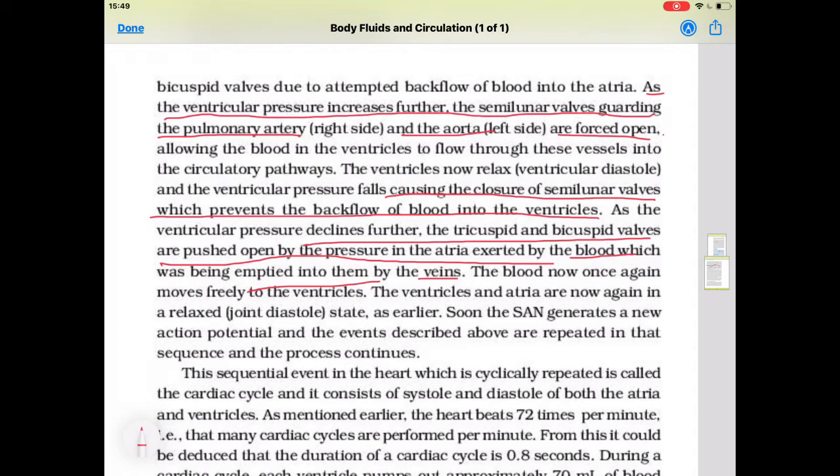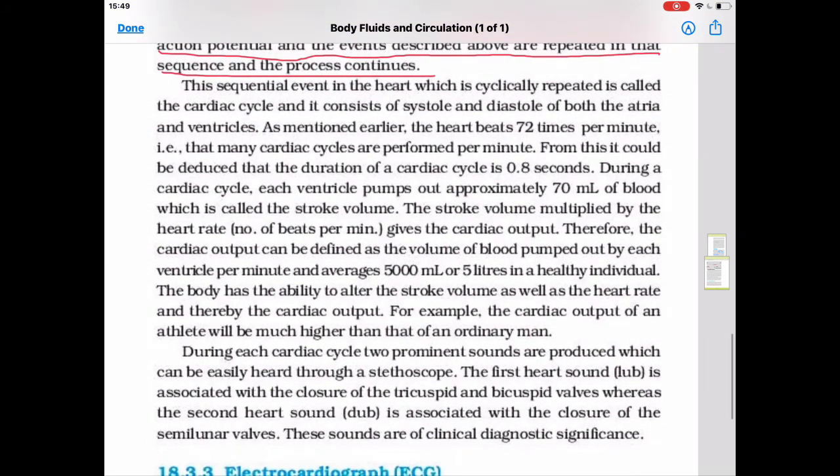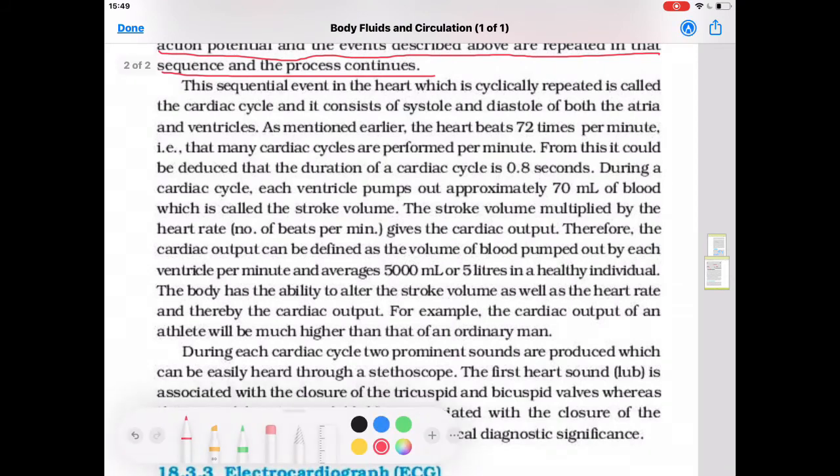The blood now once again moves freely to the ventricles. The ventricles and atria are now again in a joint diastole stage as earlier. Soon the SAN generates a new action potential and the events described above are repeated in that sequence and the process continues. Every time the SAN generates a new action potential, this process is repeated again and again.